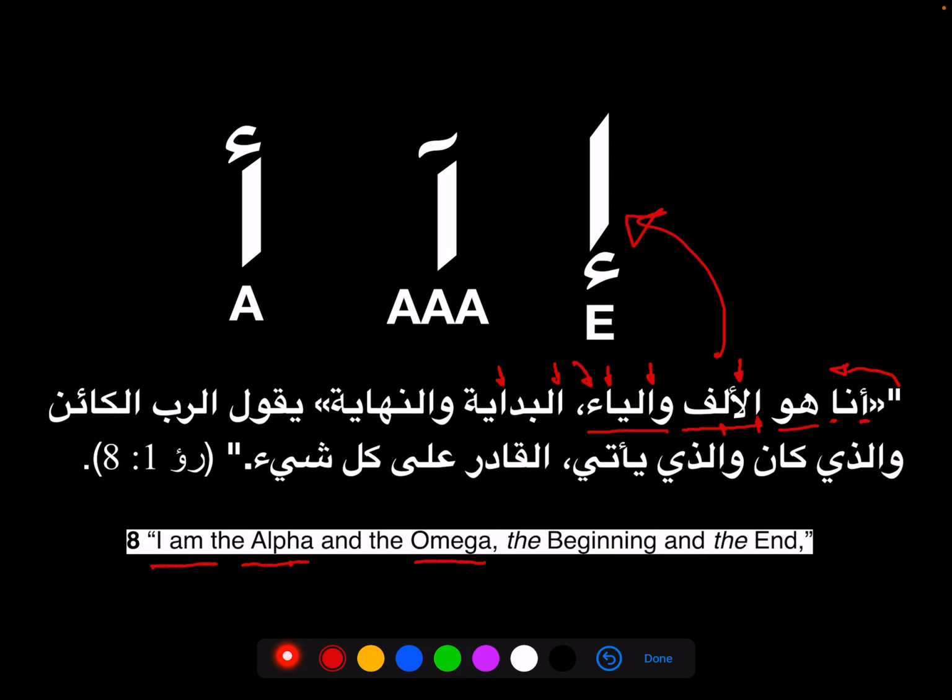بداية و النهاية. يقول الرب الرب كائن و الذي كان و الذي There is an Aleph over here too. القادر على كل شيء. There is no Aleph anymore.